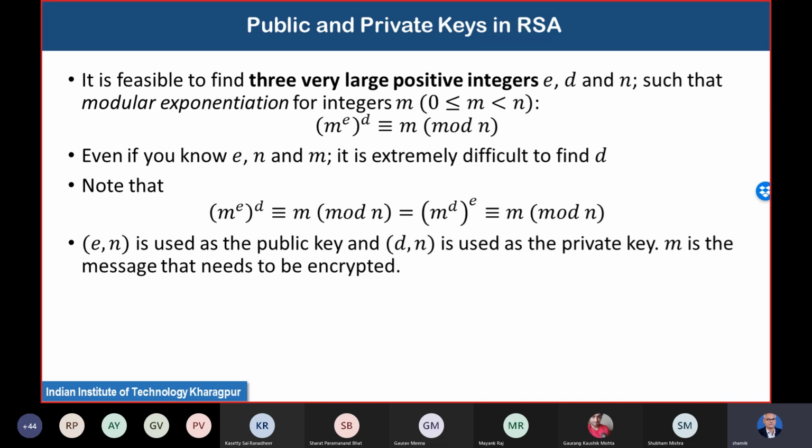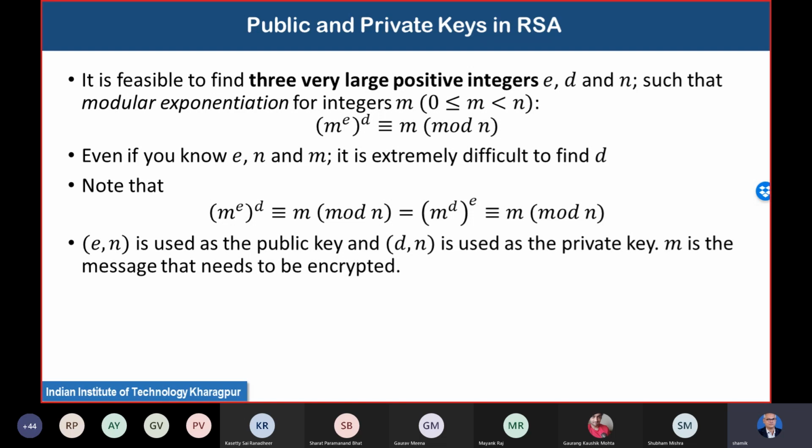Okay. Now you can note that M raised to the power E, whole raised to the power D, congruent to M mod N, we can also write as M raised to the power D, whole raised to the power E. So that means this E and D can be used interchangeably. That means if I encrypt the message, this M is the value that we are raising to the power of E to the power of D.